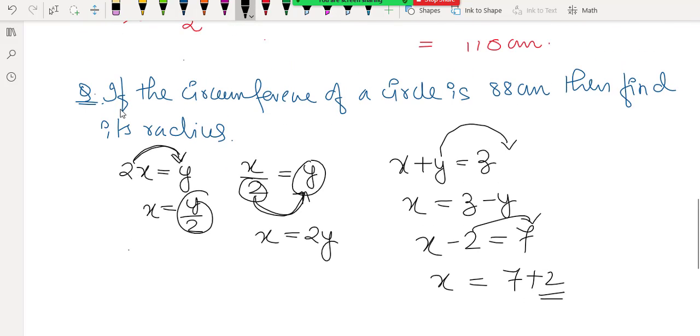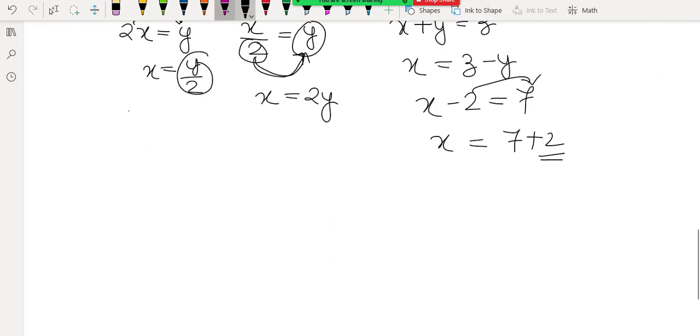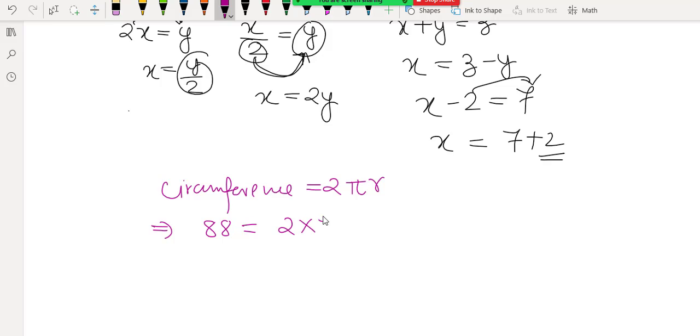It is given in the question that if the circumference of a circle is 88 centimeter, then find its radius. This time circumference is given and we have to find the radius. Circumference is given as 88 centimeter, and we know that circumference is 2 into pi into r, that is 2 into pi into radius. So here we can write it as 88 equals 2 into 22 by 7 into r. Here 2 into 22 is 44, divided by 7 into r.